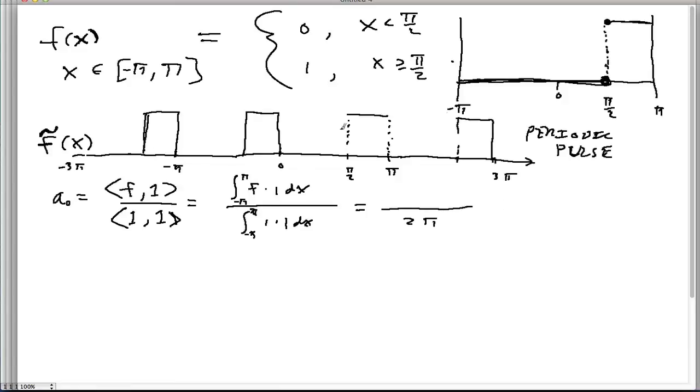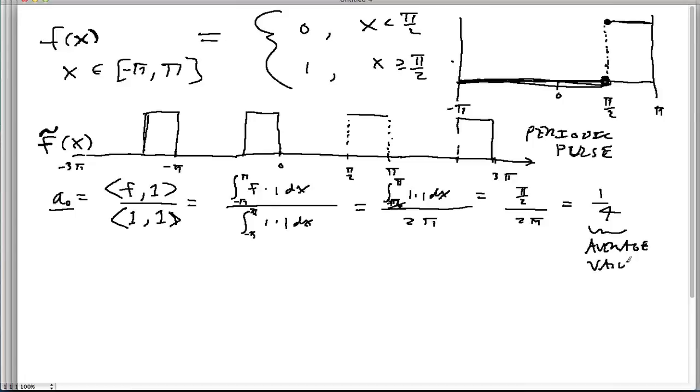And at the top, remember that f is basically 0 all the way up to pi over 2. So really we can write this as the integral from pi over 2 to pi of the function, and the function value is just 1. So it's just 1 times 1 dx. And that's just going to be pi over 2 over 2 pi. So that becomes 1/4. Right, notice that a0 is this projection. This is also what we call the average value of f over the interval.